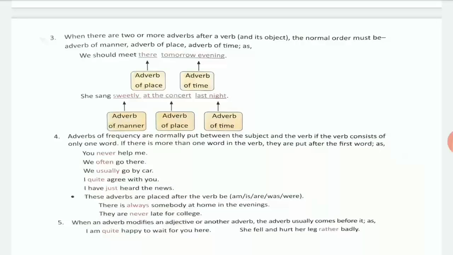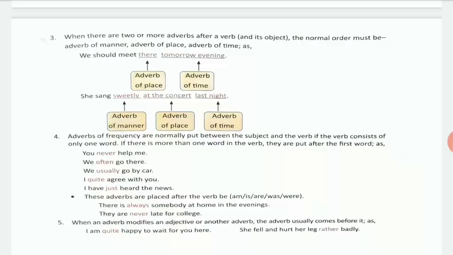So over here, adverbs of frequency have been placed between the subject and the verb. Never has been placed between the subject you and the verb help. Often has been placed between the subject we and the verb go. Again, usually has been placed between the subject we and the verb go. And quite has been placed between the subject I and the verb agree. But all the verbs in these four sentences consist of only one word. If there is more than one word in the verb, they are put after the first word or the auxiliary, you can say.